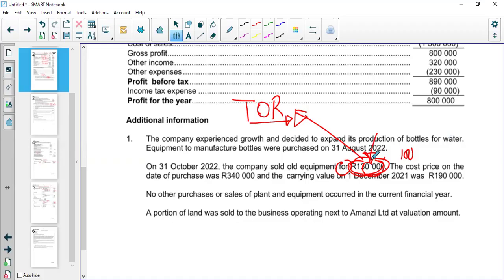So this is what was sold, 130. This is actually the cash received. Is there something else that was sold?